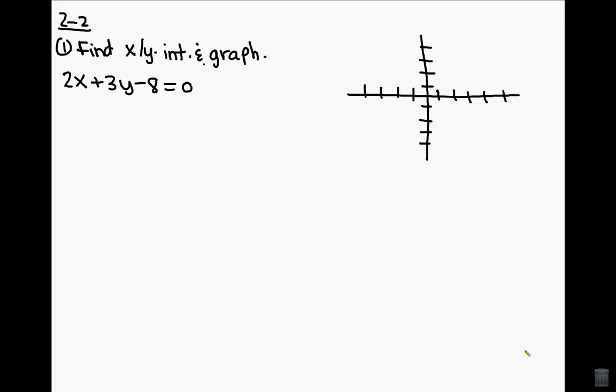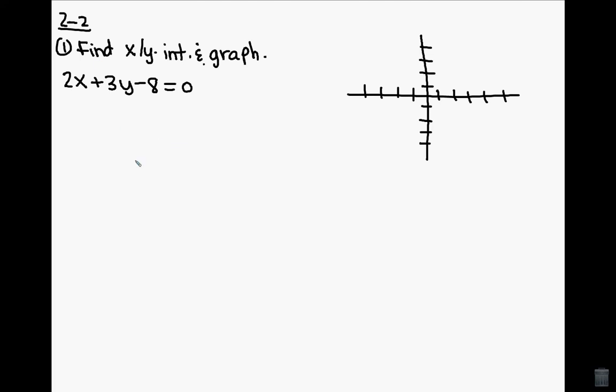For section 2-2, we're going to do one question for right now. Tomorrow we will finish this section up. So for right now, number 1, find the x and y intercepts and graph. The problem is 2x plus 3y minus 8 is equal to 0. You need to think back to how we find an x and y intercept. If you go back through your notes, to find x, you set y to 0.